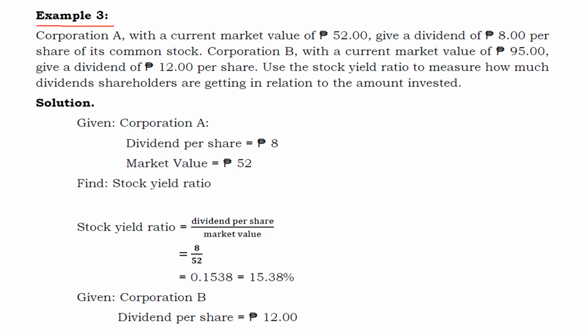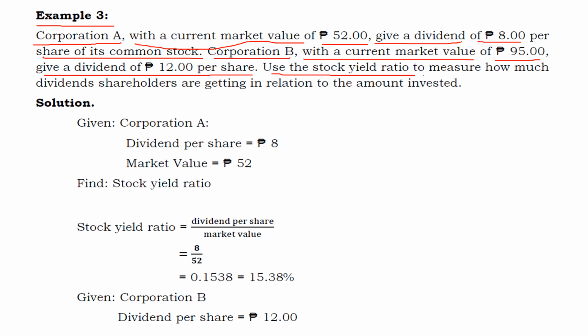So for example number 3, Corporation A with a current market value of 52 pesos gives a dividend of 8 pesos per share of its common stock. Corporation B with a current market value of 95 pesos gives a dividend of 12 pesos per share. Use the stock yield ratio to measure how much dividends stakeholders are getting in relation to the amount invested.